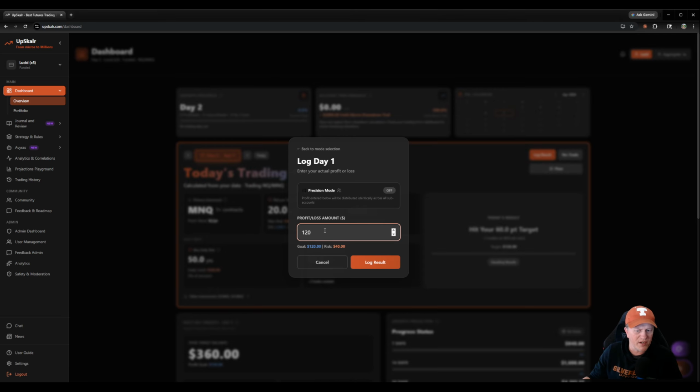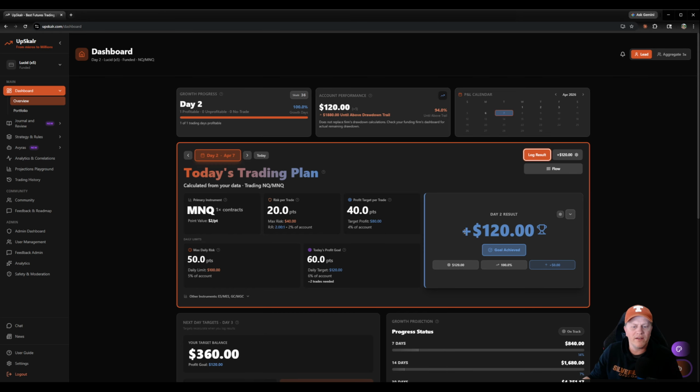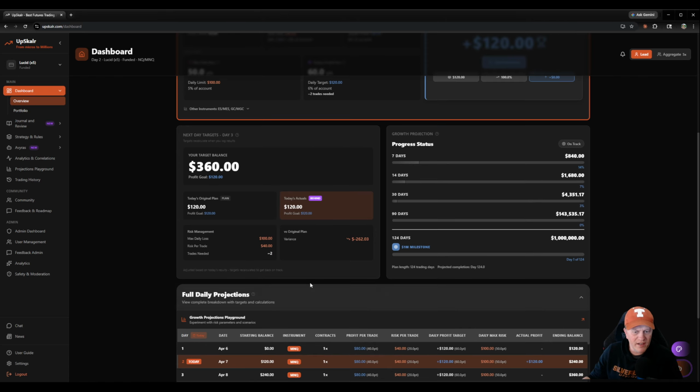I'm going to do 120 per account. I'm going to do the log. And you'll see immediately that the trading plan for today updates. You see your profit, and you've got the ability to see exactly what you put in. You can see it updated down here, right? My actual was 120. My goal was 120.